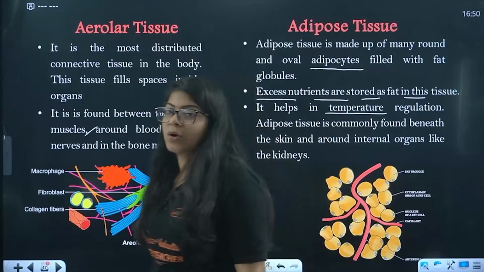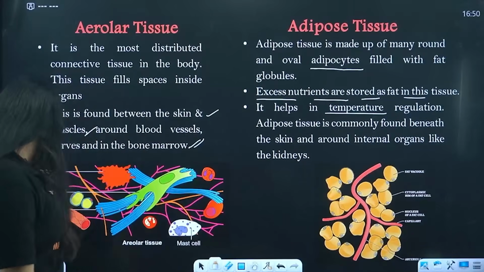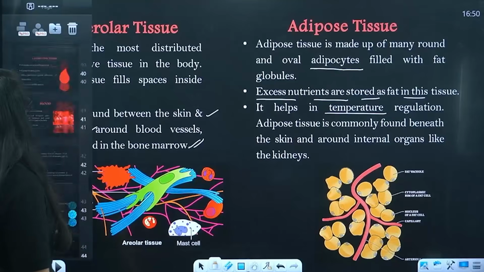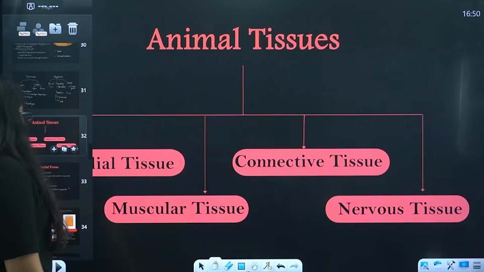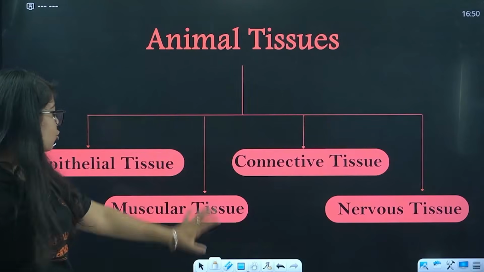Done beta? Okay, now we studied about the main three tissues of animal tissue. That was what? Epithelial tissue, connective tissue, muscular tissue.